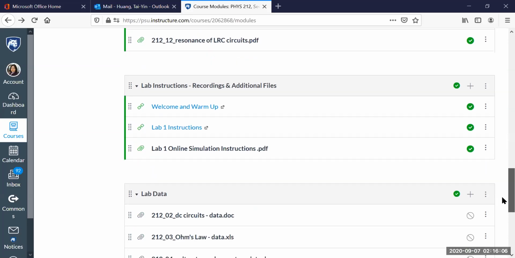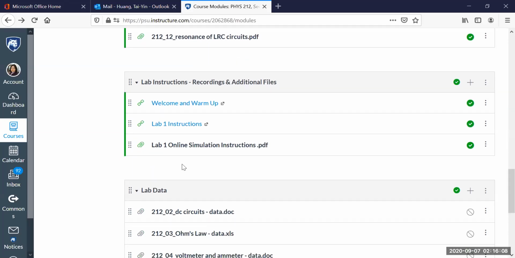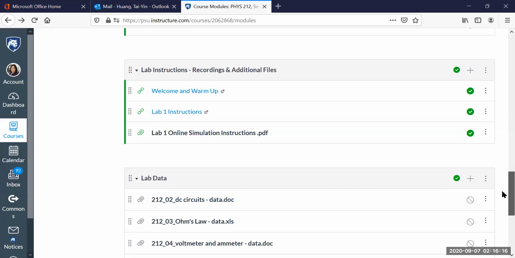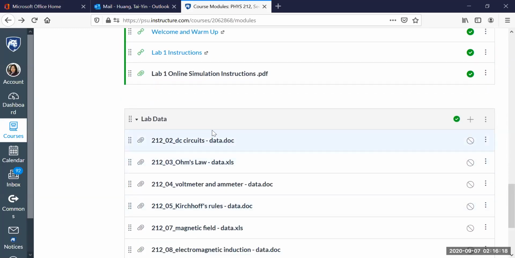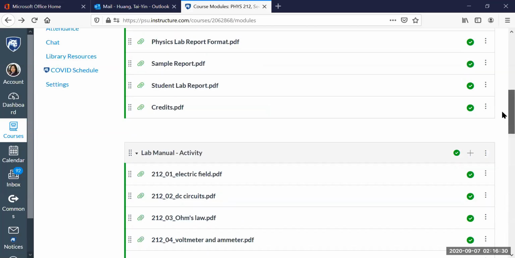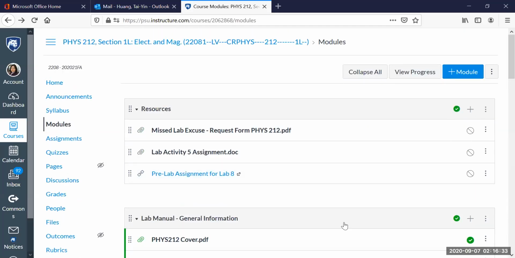I'm going to upload the recording to this lab instructions subfolder, and you can retrieve the data from the lab data subfolder, the DC circuit data, which will be published when it's ready. Okay, all right. So let me bring up the file.